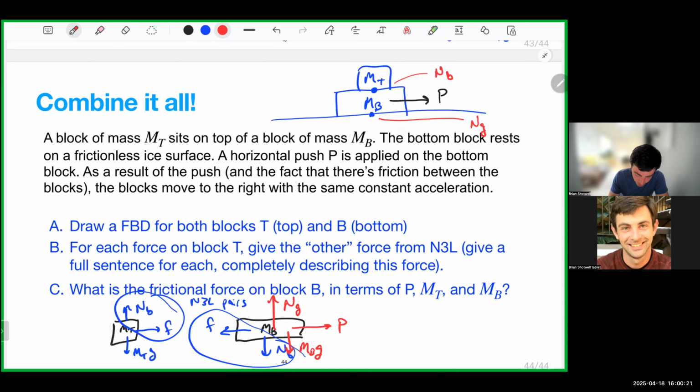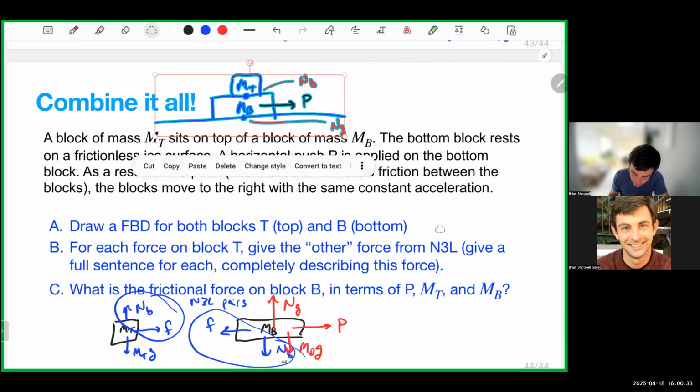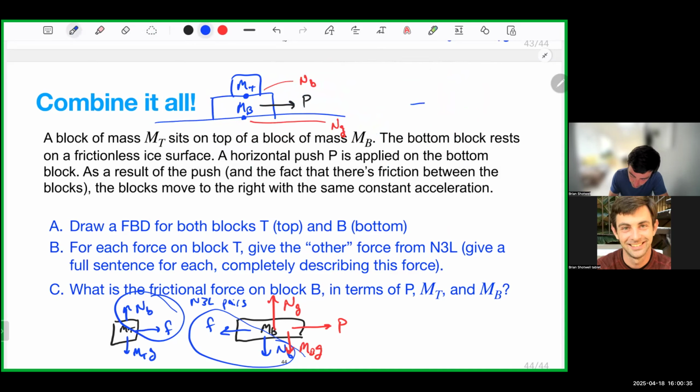Now to answer part C, we want one more piece of information, and that is to relate the acceleration of the system to the push. So I'm going to draw one more free body diagram, and that is the two blocks together. Okay, so I'm going to draw this little Tetris piece right here that is the two blocks considered as one unit. So on this combined object, there's no frictional force. The only thing external to this object is the ground, and there's no friction between the ground and the bottom block. So there's only the horizontal push. There's the total mass of the two together times g, and then the upwards force from the ground.